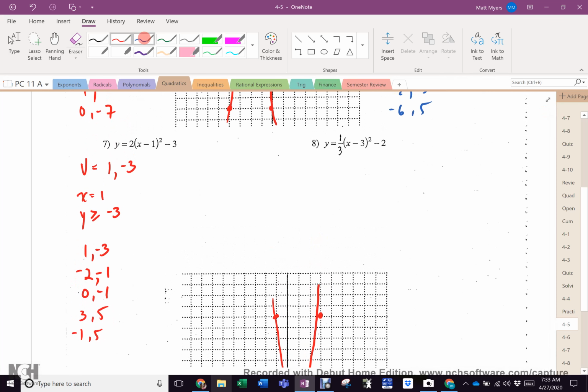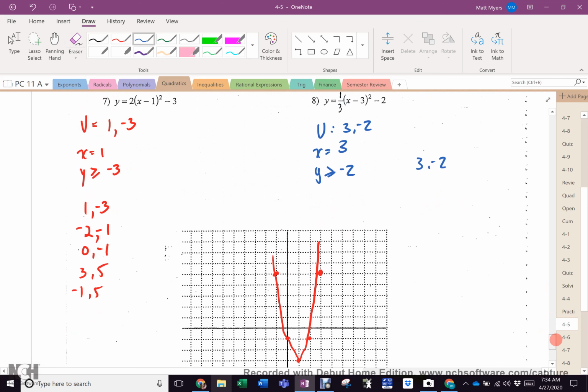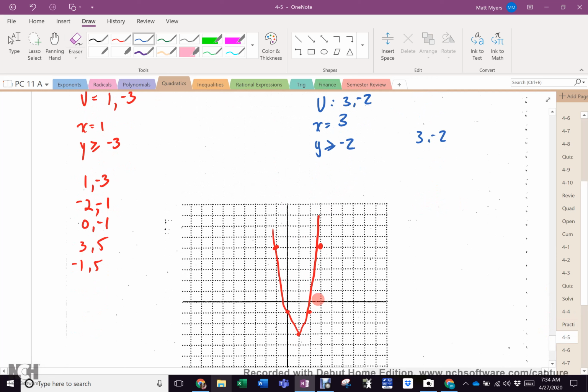And then, oh, barf, a fraction again. So vertex doesn't change. 3, -2. X equals 3. Y is greater than or equal to -2. So 3, -2. Now this is going to get a little weird. 3, 1, 2. I'm actually going to erase the red one here because this one's tricky to graph.